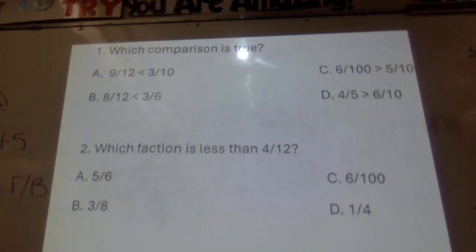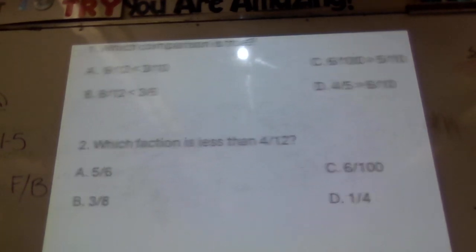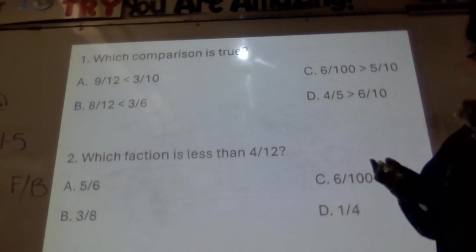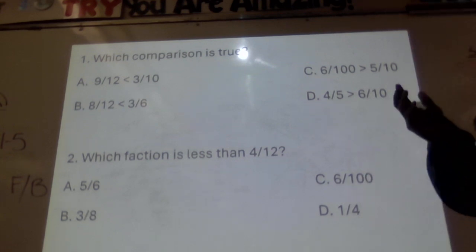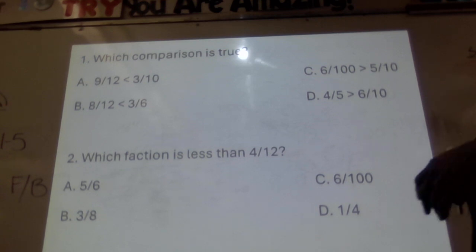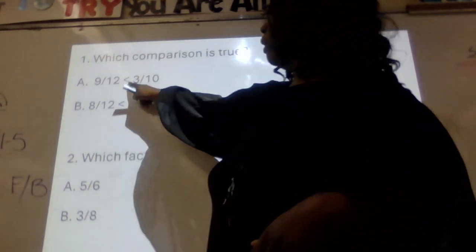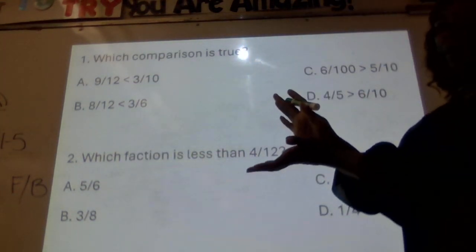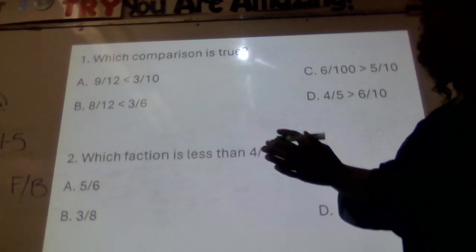Great day. We have some more review for our fraction unit, and we're going to work out this first problem on homework. It has which comparison is true. When they're talking about comparison, they want to know which one is correct based on the signs, less than sign or the greater than sign. But remember, the open mouth always is to the larger number.